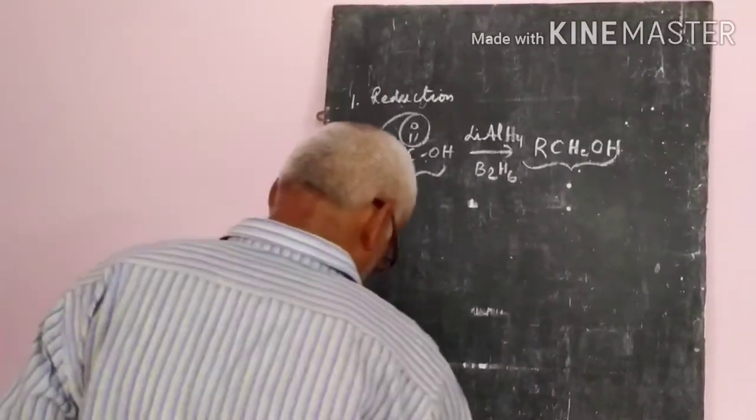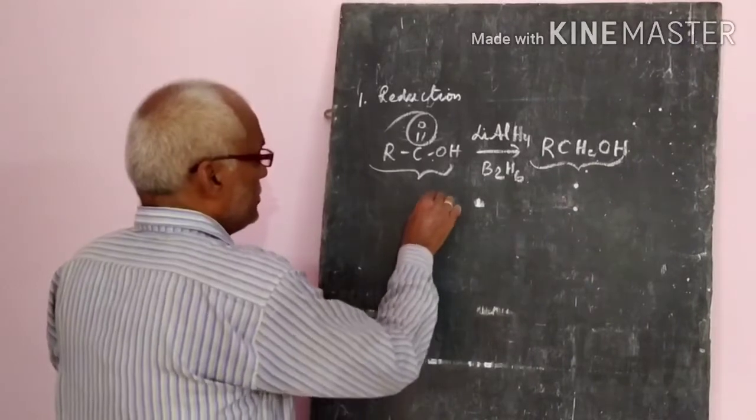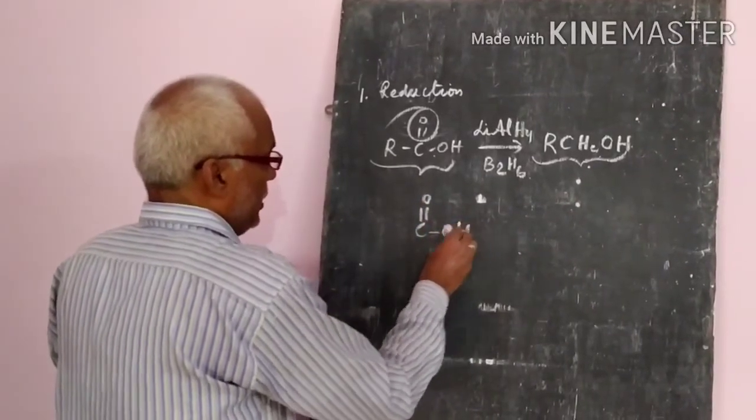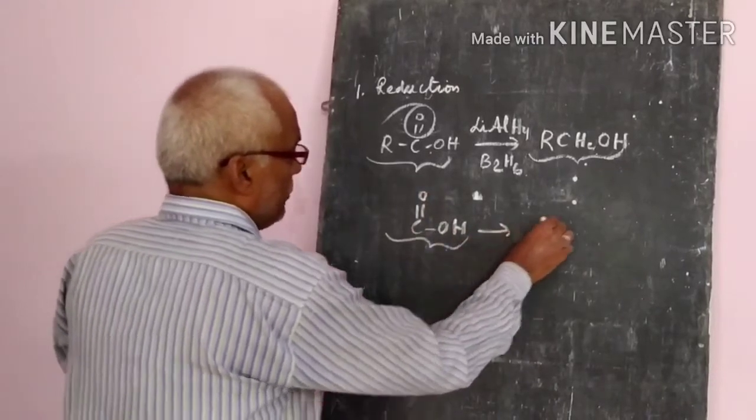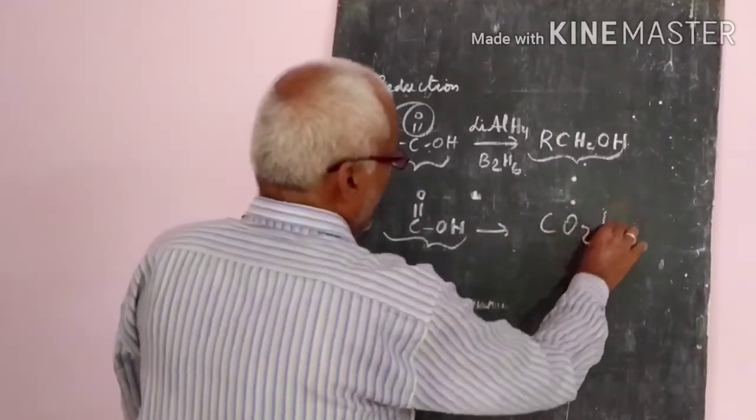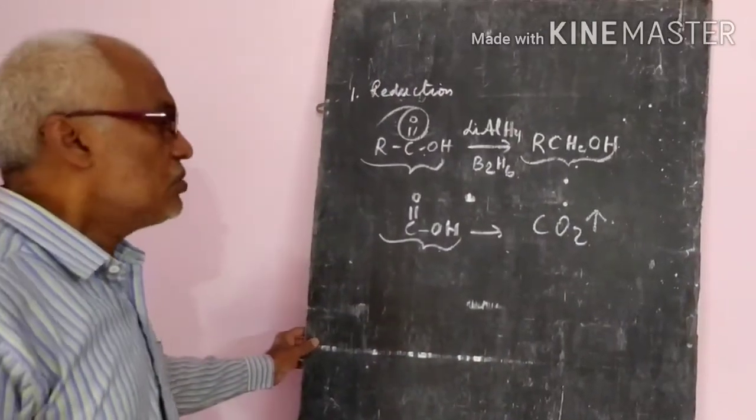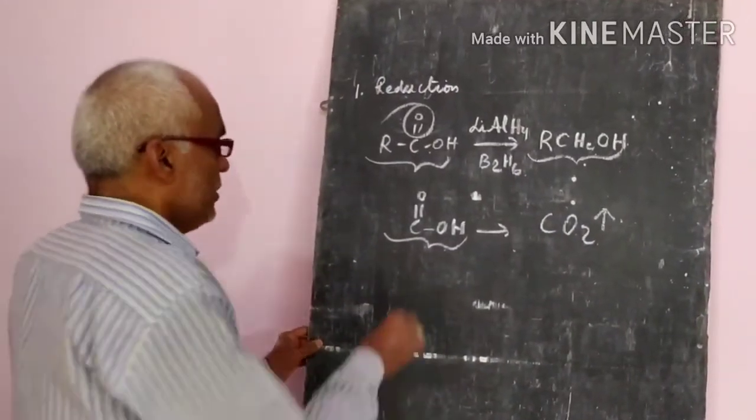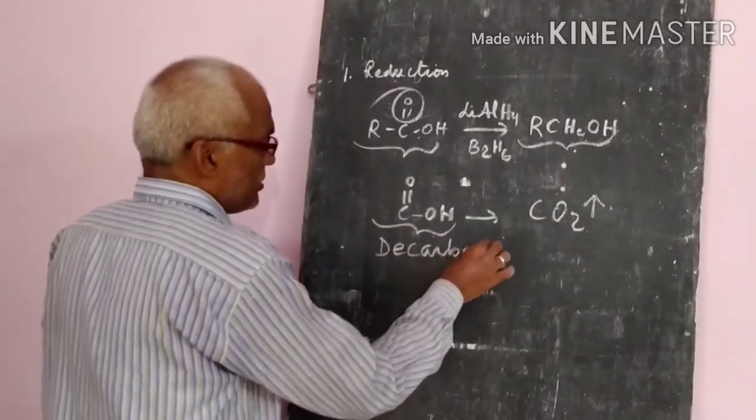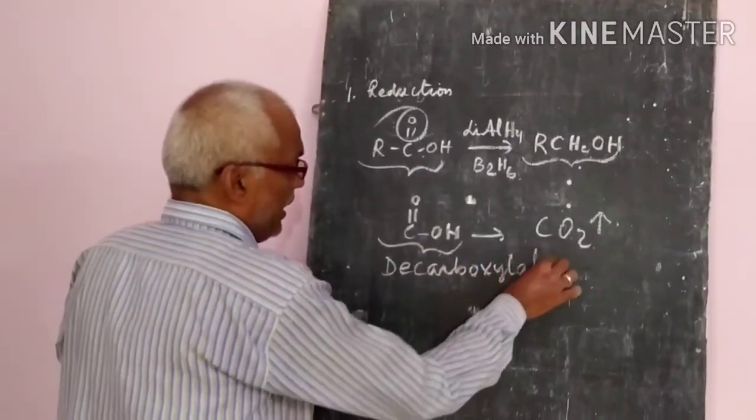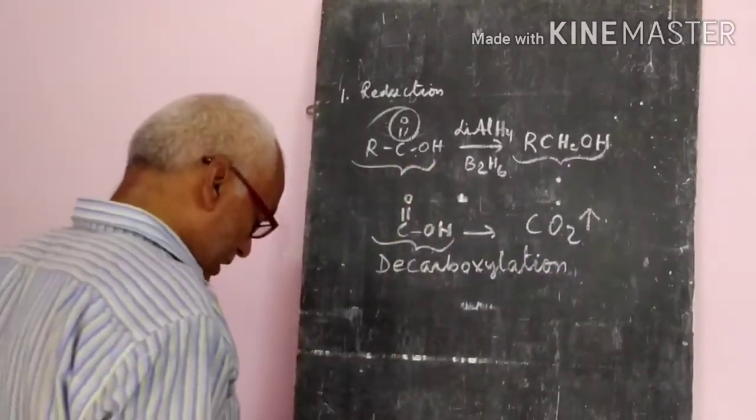Okay, second reaction. Now sometimes what will happen, since it is having the carbonyl group, it will release carbon dioxide gas, that is, removal of carbon dioxide gas. Those reactions we will call decarboxylation. That means decarboxylation also can take place in the acids. Let us see.